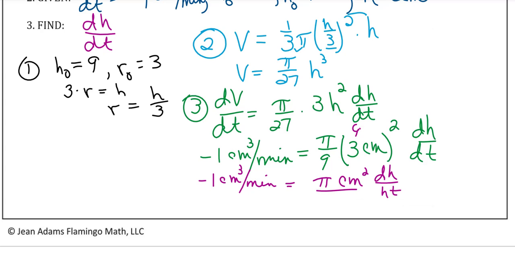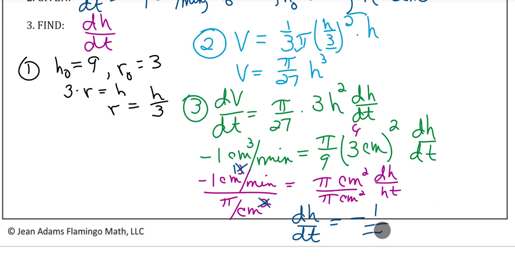So dividing both sides by that pi centimeters squared, we get a final answer. And if you notice here, centimeters cubed becomes centimeters to the first. This is gone, so I have the rate I want. So my dh/dt becomes negative 1 over pi centimeters per minute.